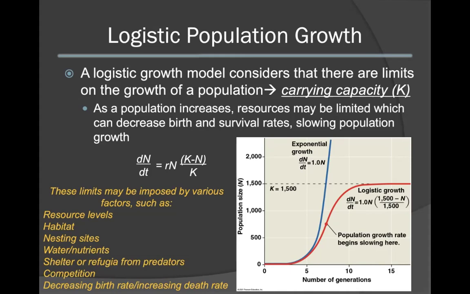We have an exponential growth curve where the intrinsic rate of growth is 1.0. In the red line here, we have the logistic growth model. Note that with the logistic growth model, we have the same intrinsic rate of growth of 1.0. Also note that in this model, we have a carrying capacity of about 1,500 individuals. Note that the population growth will increase much like the exponential growth curve. However, there is a point in the graph in which the population growth rate begins to slow. This occurs as the population approaches the carrying capacity.